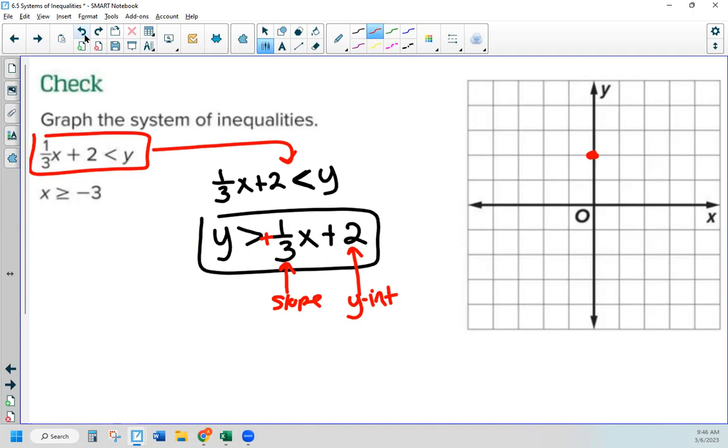So my line has to go up from left to right. So I can go up 1 to the right 3. I don't want to go up and to the right 3 because I have no more space. I can go down 1 and then to the left 1, 2, 3. Here it is. I once again have no more space.